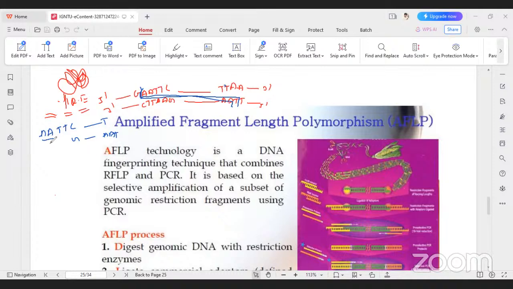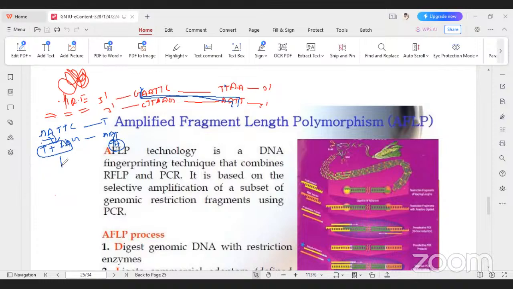Now these strands undergo adapter ligation. That means here AATTC is ligated, joined by TTAA like this. And here AT is ligated by TA. This place is ligated by TA and this place by TTA. So anyway, in the second step, adapter ligation occurs.